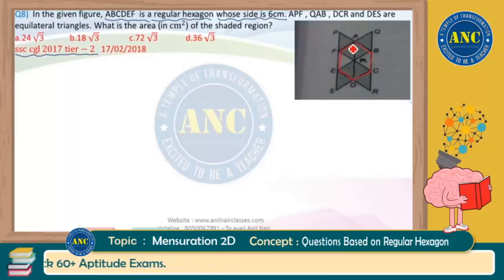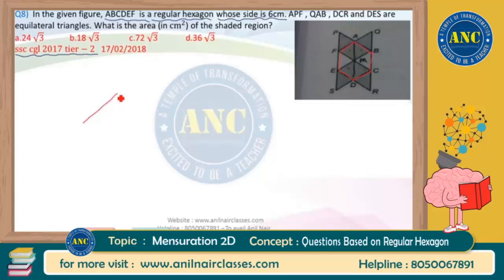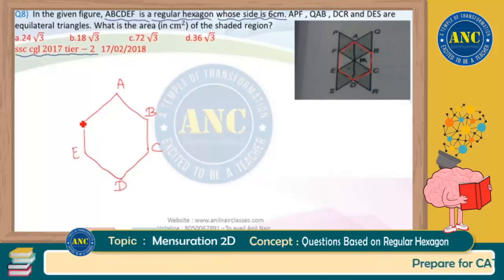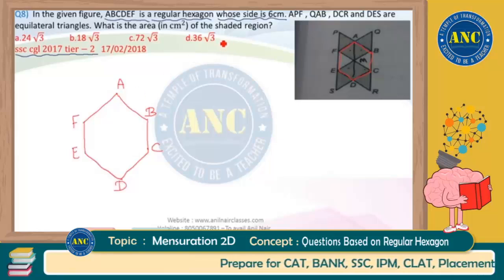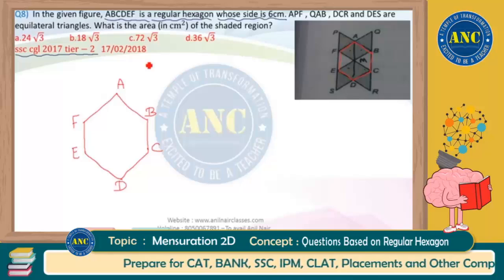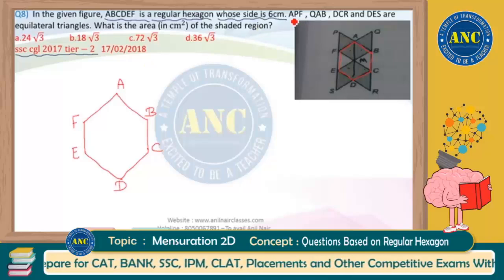This is a regular hexagon it seems. Let me draw it for you so that we will not get confused. So this is AB, this is BC, this is CD, this is DE, this is EF, and this is FA. ABCDEF is a regular hexagon whose side is 6 centimeter. Every side is 6 centimeter.